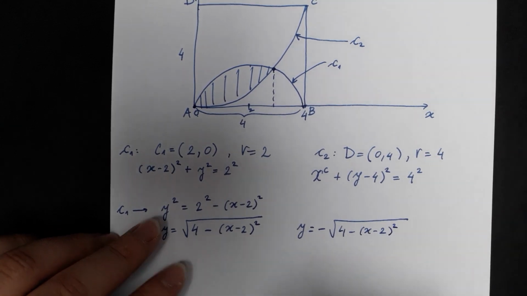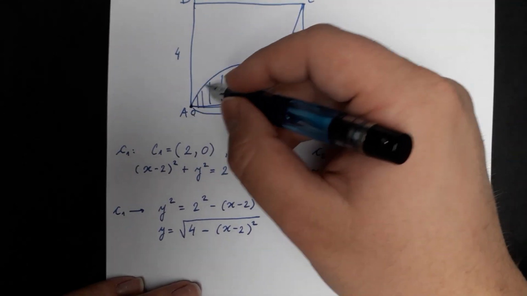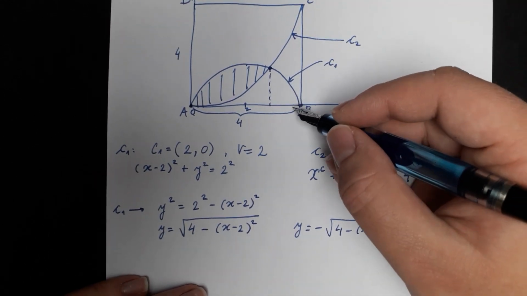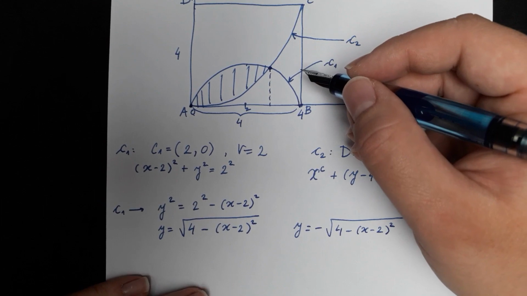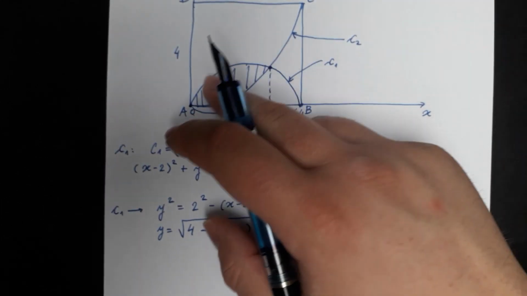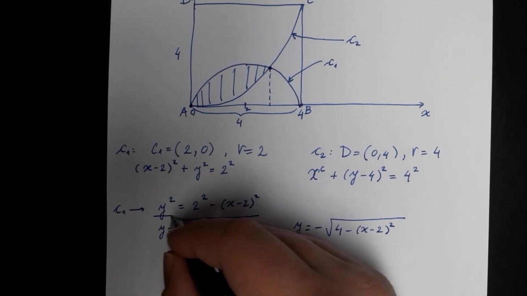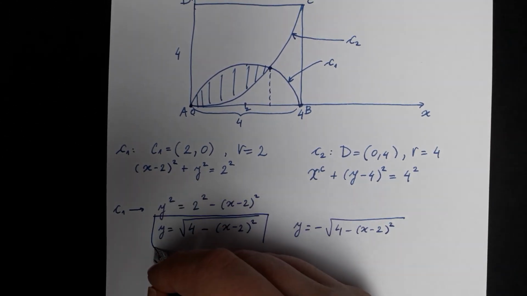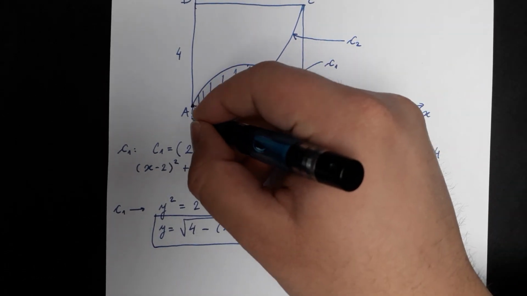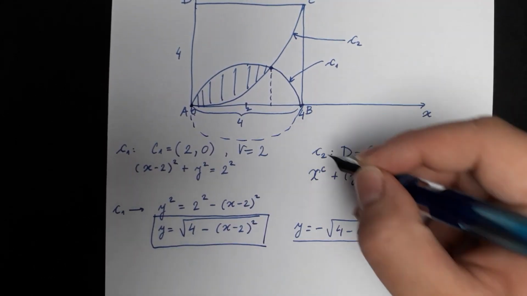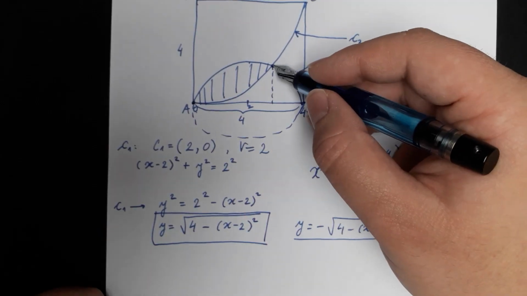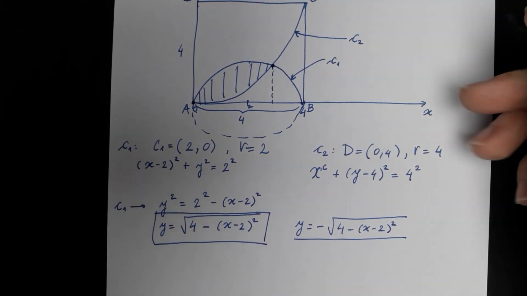Now, when we take a look at this circle C1, we see that we are dealing with the upper half of this circle with respect to the y-axis, and that leaves us with the positive solution, which is this solution right here. This negative part is below the x-axis, and we don't need that part because there is no intersection in that part with the circle C2.